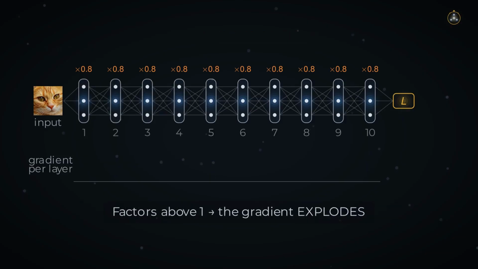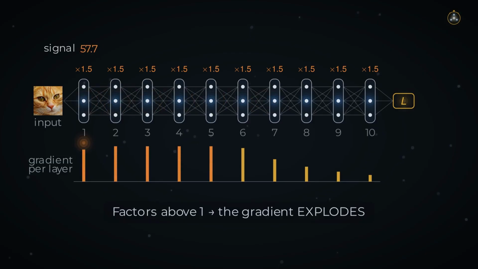Now flip it. Make each factor 1.5, a little above 1. 10 layers in, the signal is nearly 60 times too big. 30 layers, watch it, almost 200,000. The weights take giant steps. The numbers blow past what the computer can store, and training collapses. Exploding gradients, the same product, run the other way.